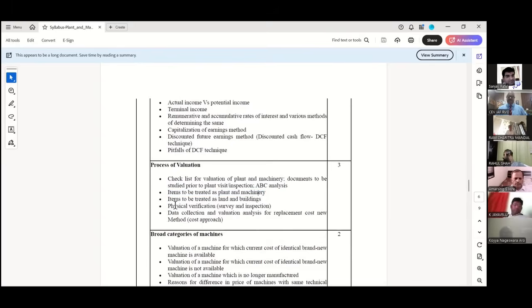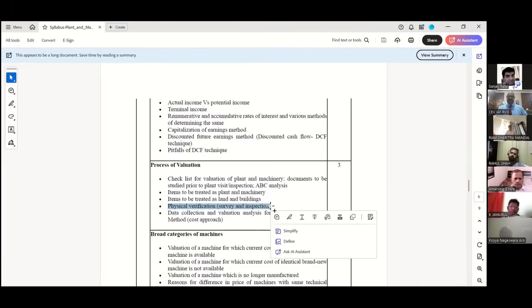Then, physical verification and survey. What will you do at the time of site inspection? You will collect the technical specification of the machinery first.